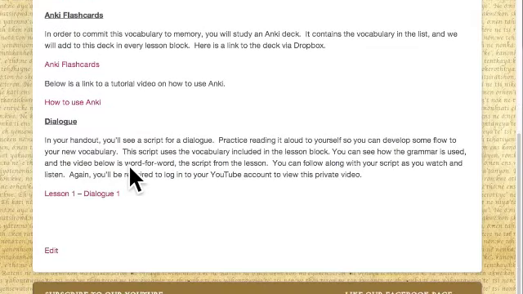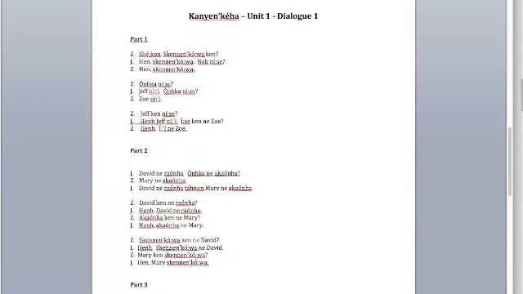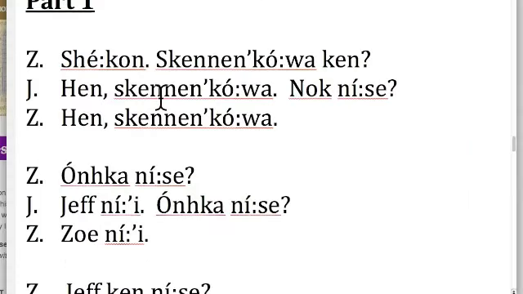Also in this lesson block, there's a dialogue video and a script. This is where you can hear the vocabulary I just went over actually being used. And now I'm going to go over the script a little bit so I can explain some of the grammar rules that go along with that.